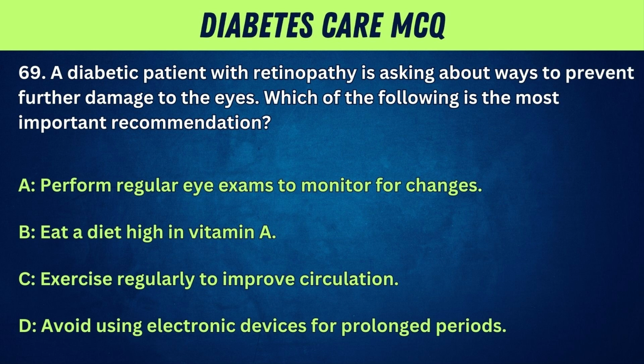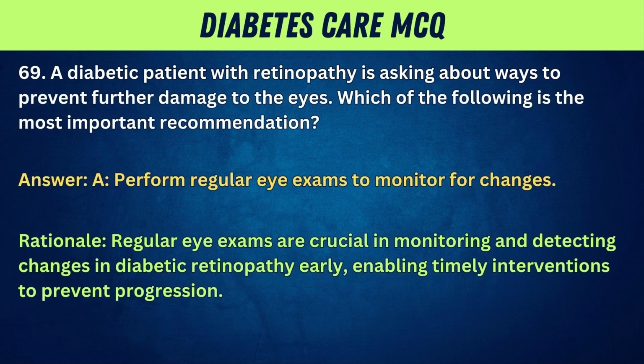Eat a diet high in vitamin A and C. Exercise regularly to improve circulation. D. Avoid using electronic devices for prolonged periods. Answer. A. Perform regular eye exams to monitor for changes.